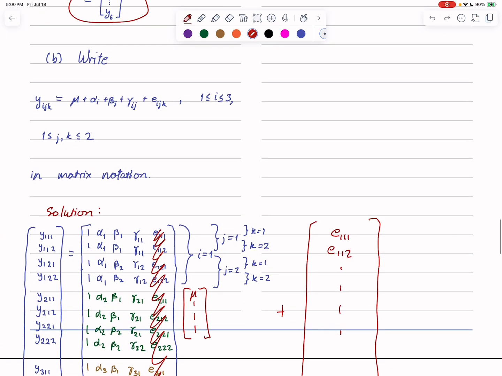Why 4 of them? Well, for a fixed choice of i, there are going to be 4 choices for j and k. So j could take the value 1 or 2, k could take the value 1 or 2. In total, the number of possibilities for j and k is 4. So that's why I have 4 rows for alpha 1 and alpha 2 and alpha 3. So this is, in some sense, like the i region of my design matrix.